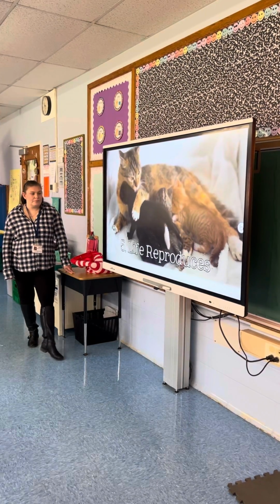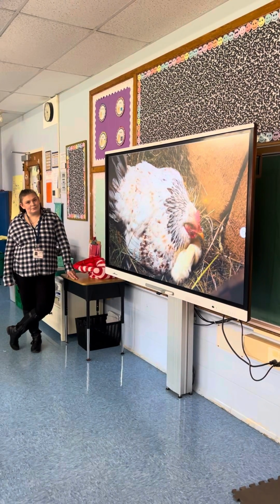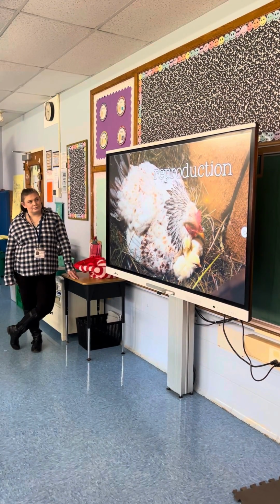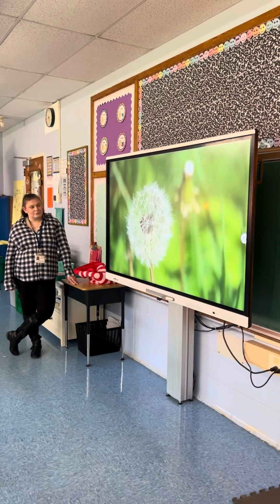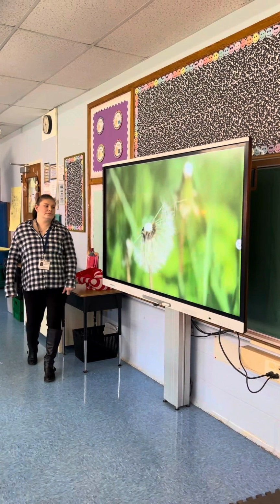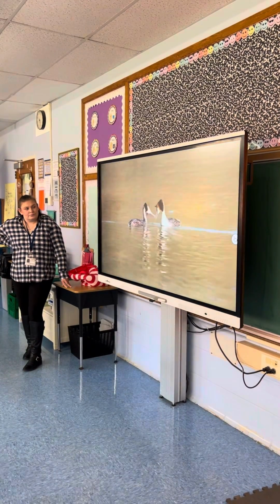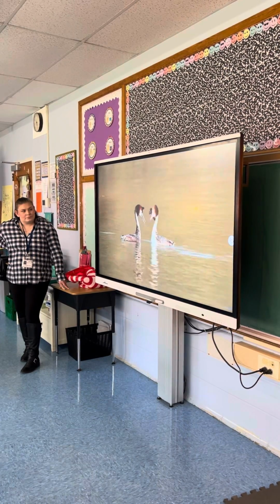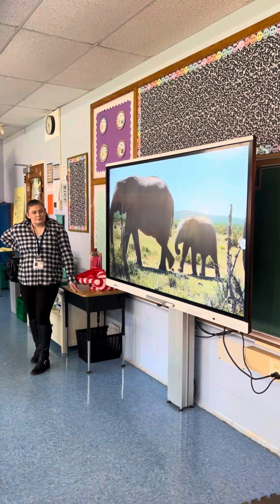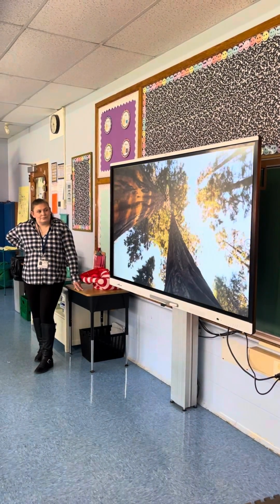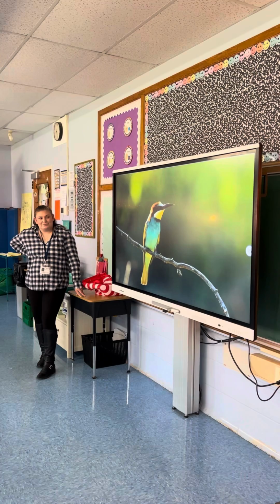And finally, 5. Life reproduces. Life creates more life. All living things are capable of reproduction, the process of creating offspring. This ensures the continuation of their species. Reproduction can be as simple as a single cell dividing into 2, or as complex as the elaborate mating rituals of some animals. From the microscopic to the macroscopic, from the mundane to the magnificent, these characteristics unify all living things on Earth.